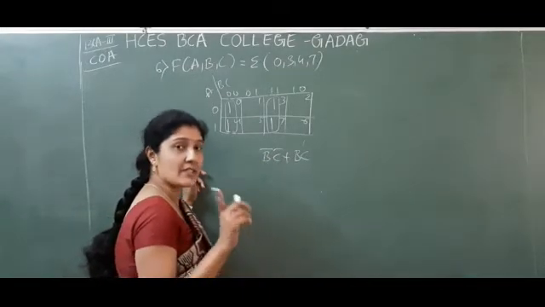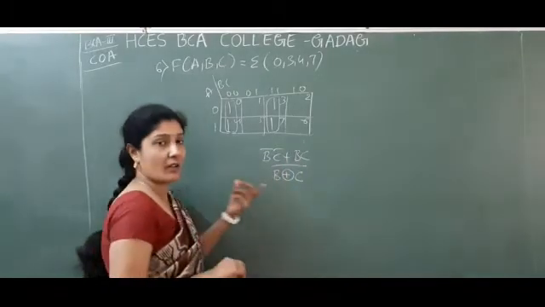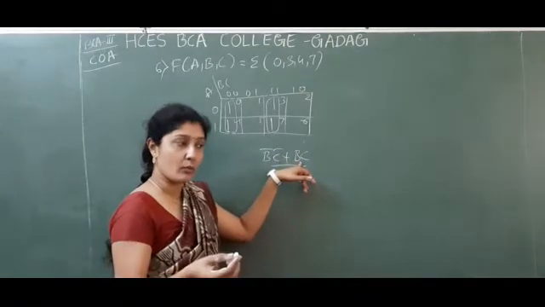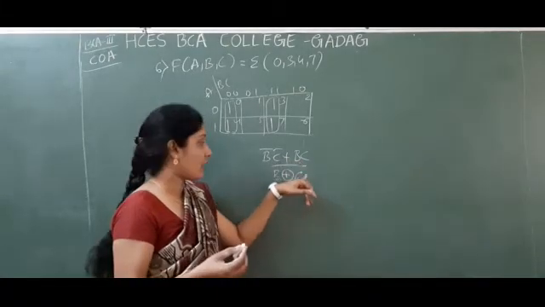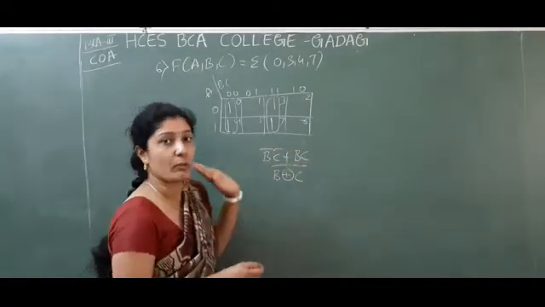This is nothing but XOR gate. So we can write it as B XOR C. Of course, this is also a correct answer. If you remember it, if you know it, you can write this expression also. Otherwise, only for this also you will get full marks.